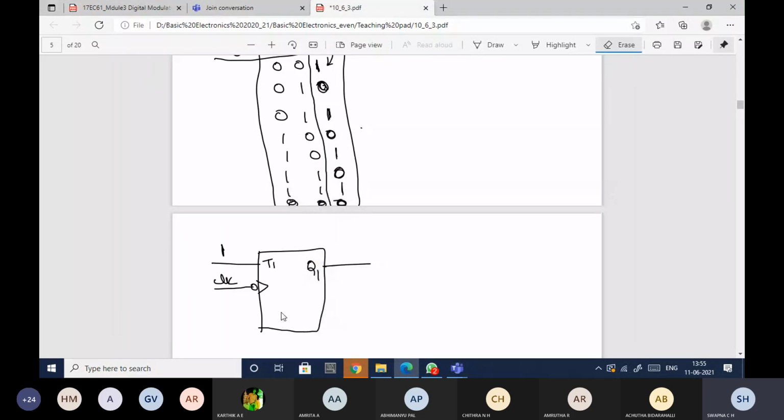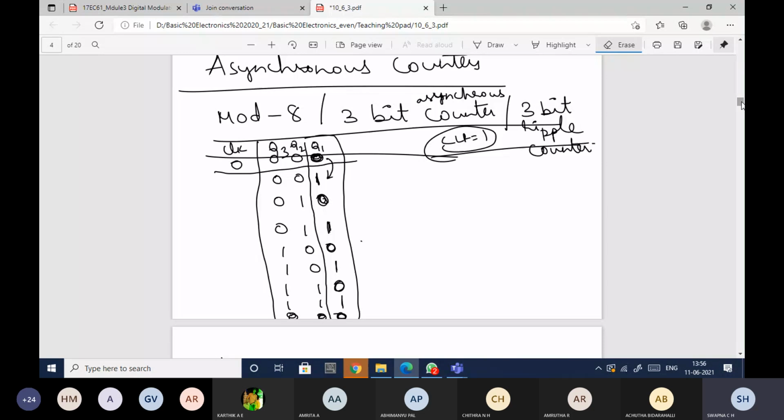Okay, fine. So this is my first flip-flop. Now again check with the second one. Is the first one clear to all of you? Yes, how I've got the T flip-flop and why the T value is 1. Is that clear to all of you?